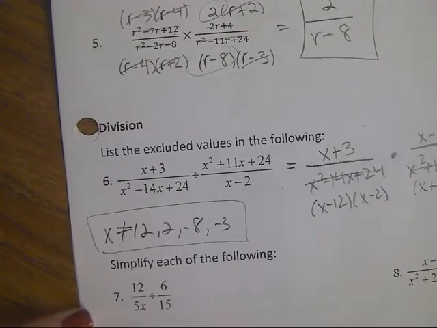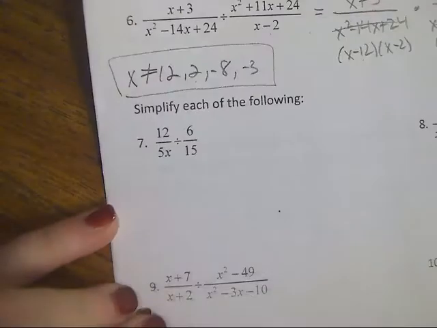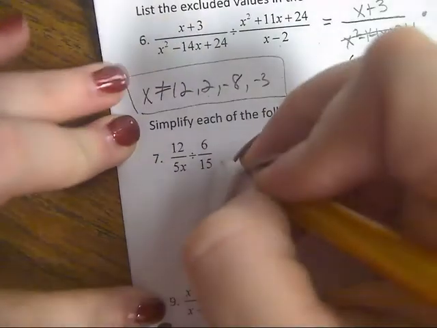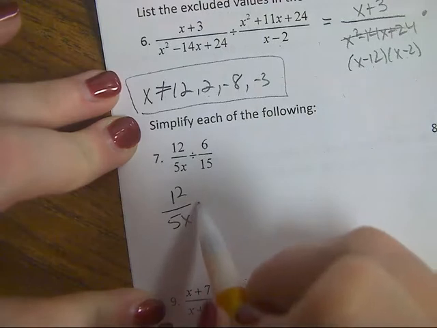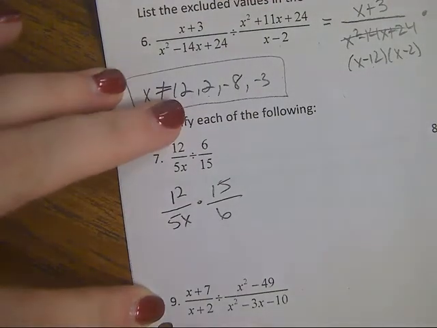All right, number 7, we're actually going to start simplifying. Remember, all of the division problems, your very first step is going to be to flip the second fraction. All right, don't do anything else. So I'm going to have 12 over 5x times 15 over 6. Flip it first.